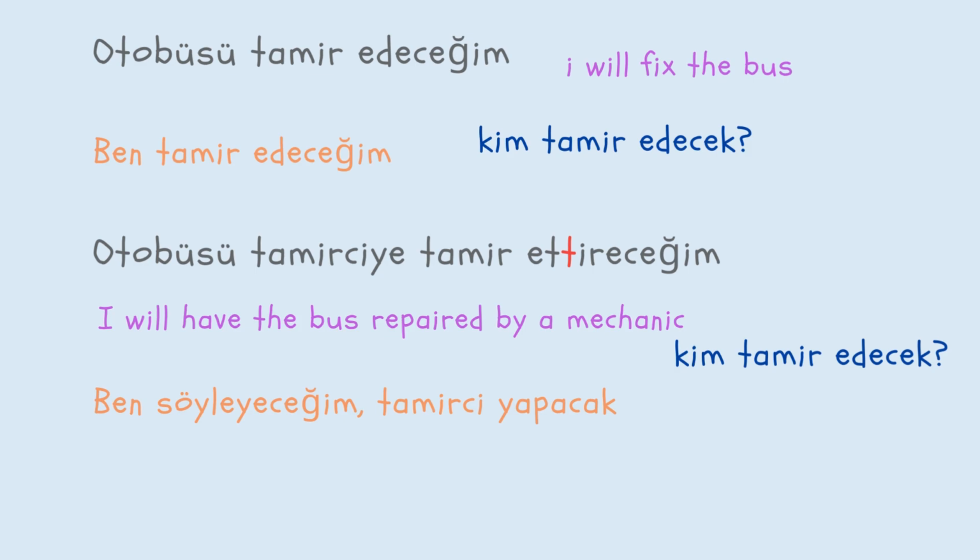Otobüsü tamir edeceğim. I will fix the bus. Kim tamir edecek? Who's gonna fix it? Ben tamir edeceğim. I will fix the bus. But the second sentence is otobüsü tamirciye tamir ettireceğim. I will have the bus repaired by a mechanic.